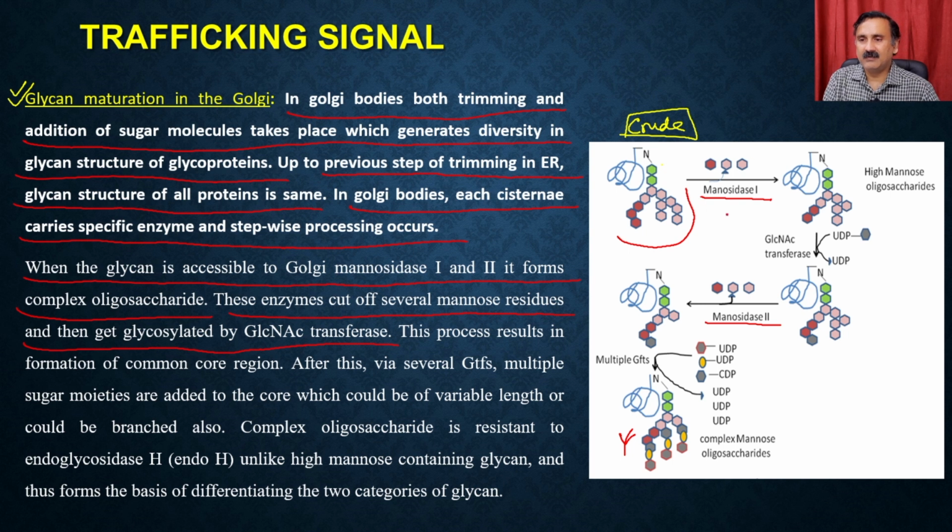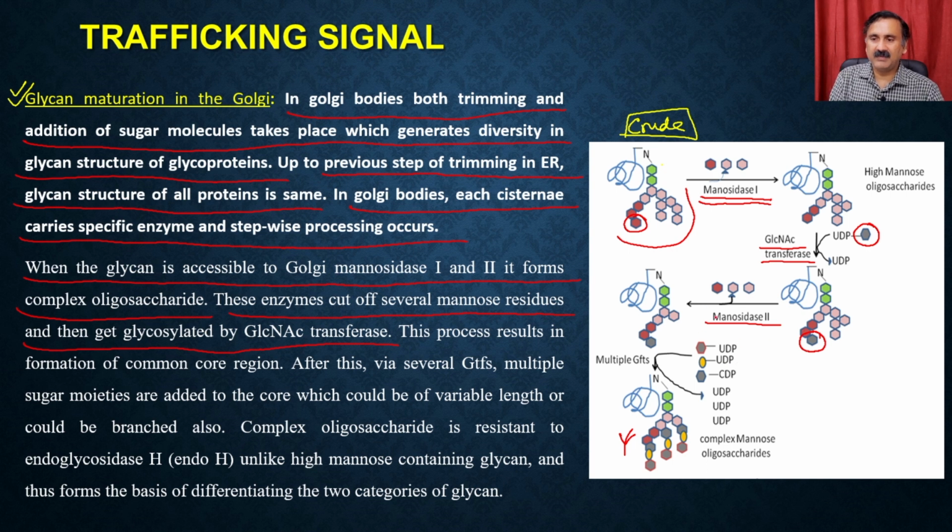So in the first event, the mannosidase 1 is going to remove so many mannose from this complex crude sugar, and then it is going to have the transfer of the glucose and acetyl glucosamine onto this by the help of the enzyme which is called the glucose and acetyl glucosamine transferase, and the UDP is going to function as a carrier. So you can see that the mannose is going to be removed in some of the places, and N-acetyl glucosamine is going to be transferred.